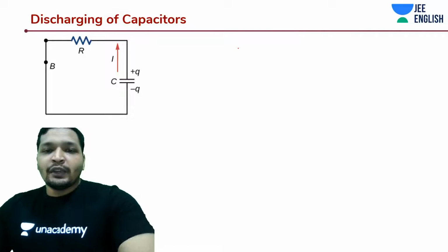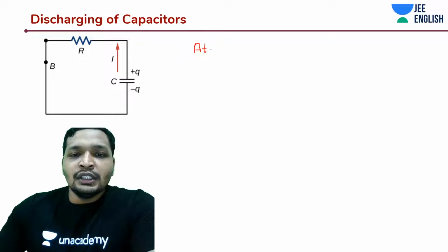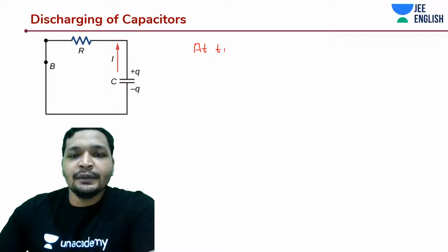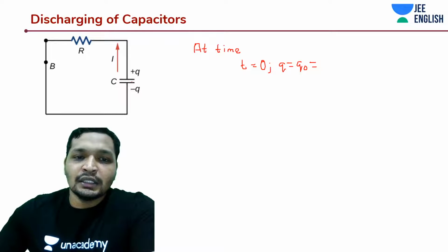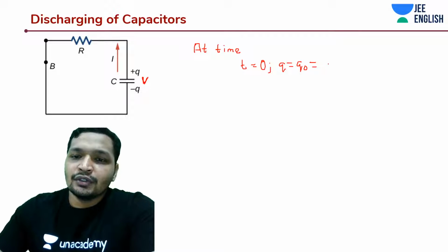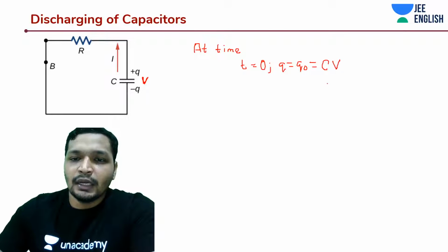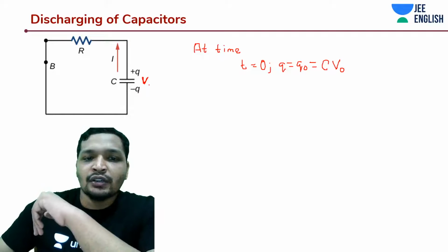And let's derive the equation. So we know that at time t is equal to 0, the charge was something like Q naught, and if I say the potential across the capacitor is V, then Q is equal to CV, so it's going to be C into V naught. Let's keep it as V naught for now. So that is the initial potential across the capacitor.